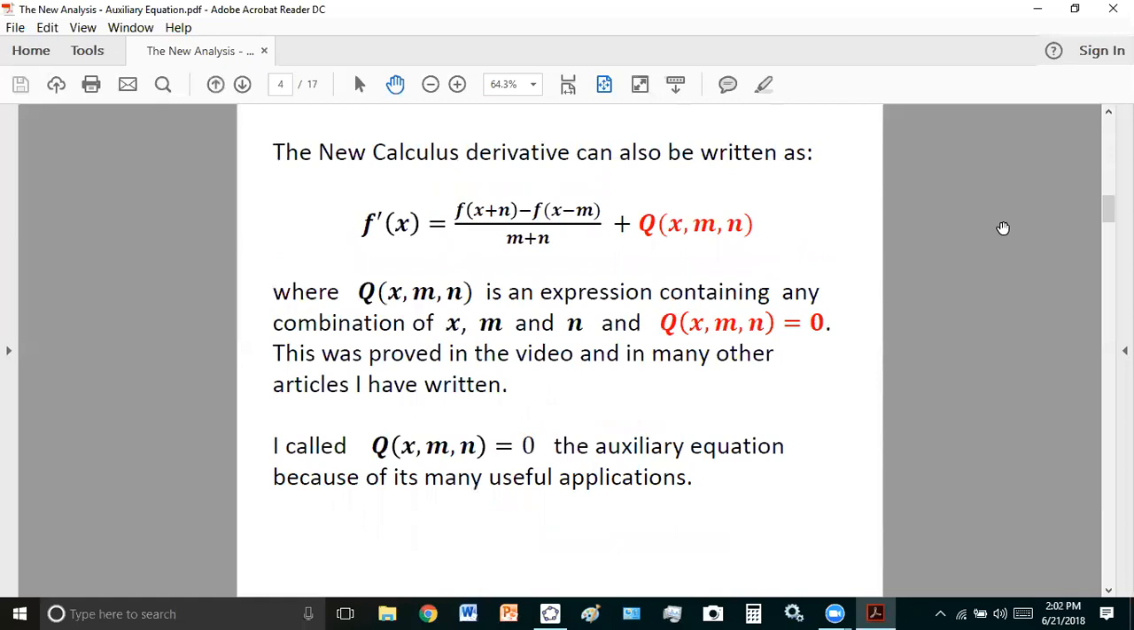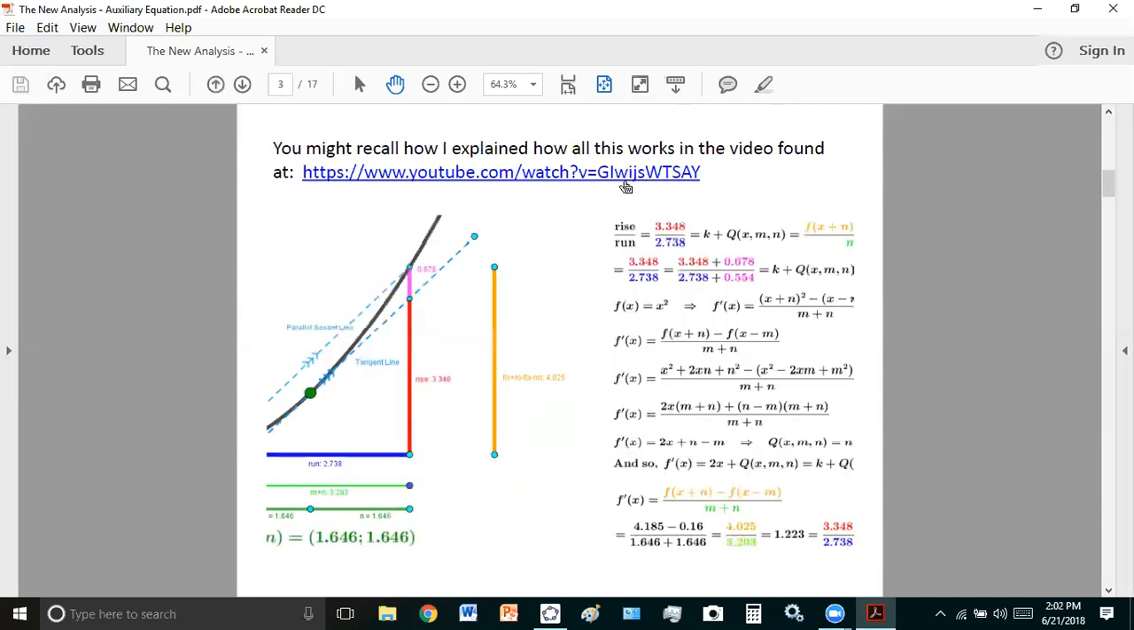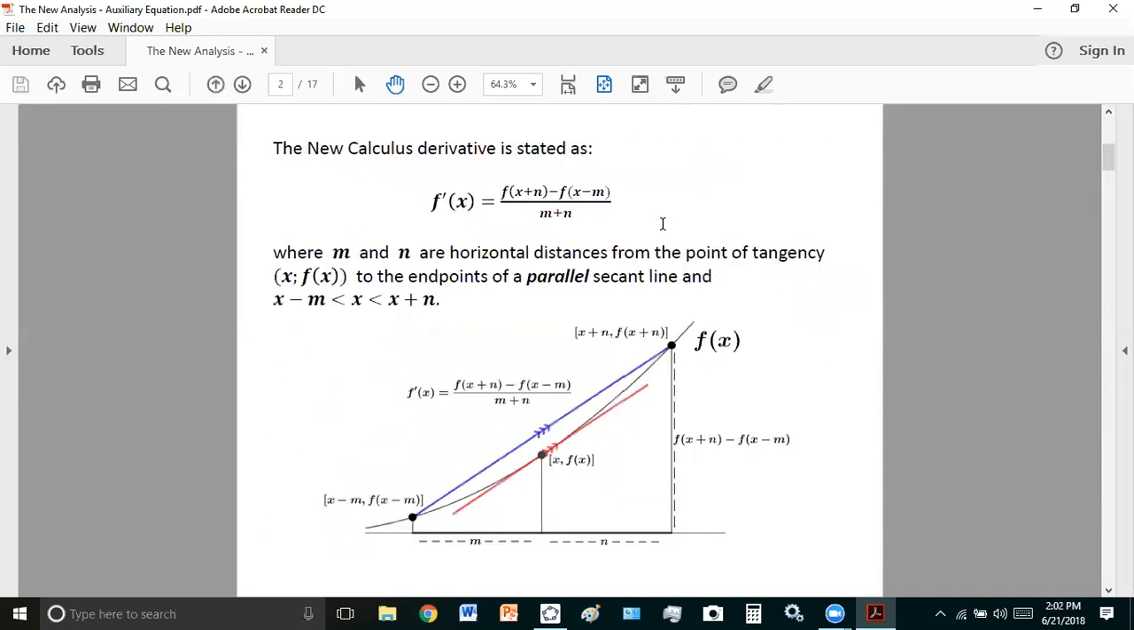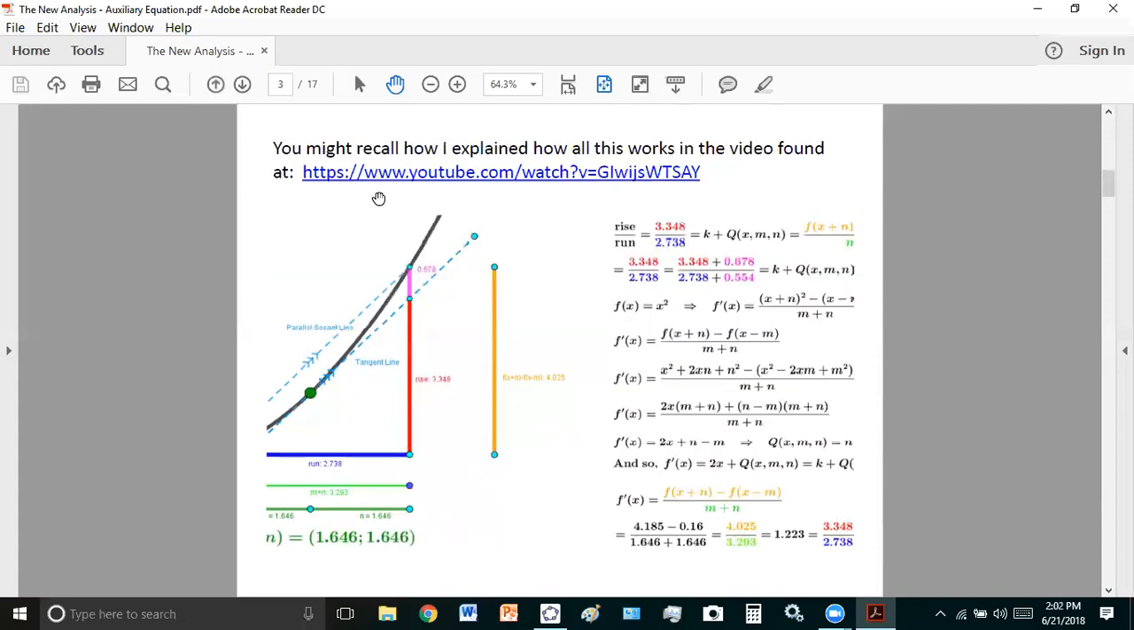The New Calculus derivative can also be written as what you see there, where q of x, m, n is a function or an expression containing any combination of x, m, and n, and it's always equal to 0, as you see over here. This was proved in the video that I showed you up here, okay? So I think I skipped this slide on my way down, but you might recall how I explained how all this works in the video found at this link.